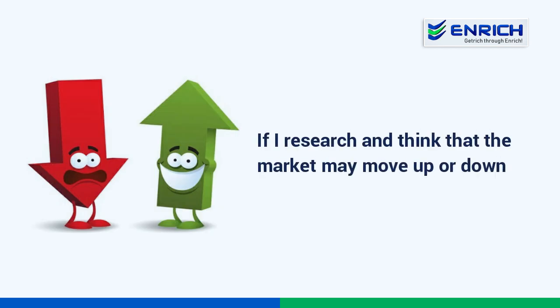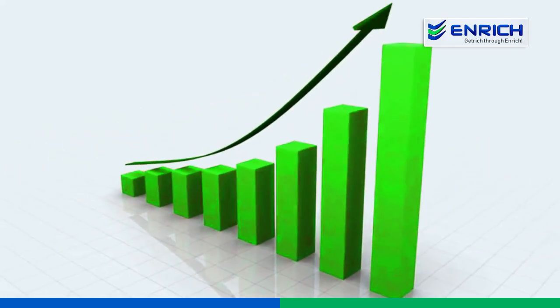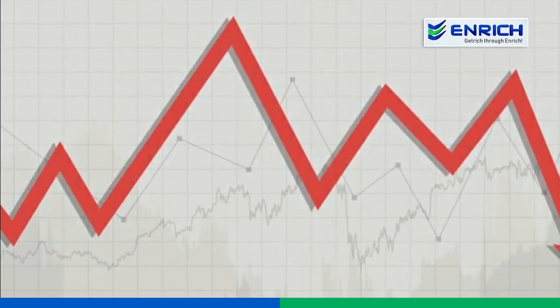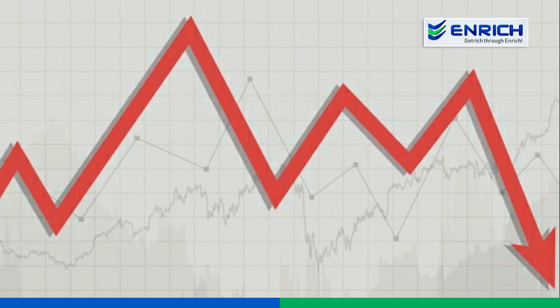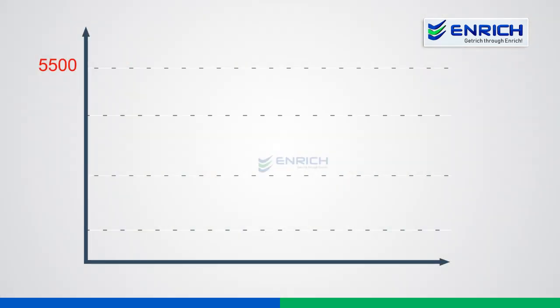For example, if I research and think that the market may move up or down, I'm speculating here. So if I think the market may move up, I would think of taking a profit. And if I think there is going to be a fall in the market, I may think of a short sale, which means I will sell first and buy later. So let me make it simple for you with an example.